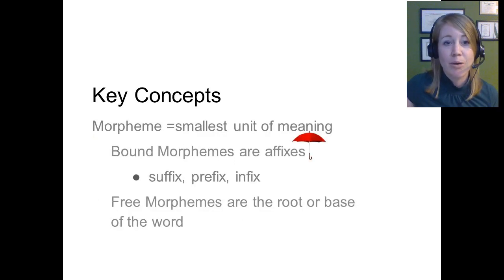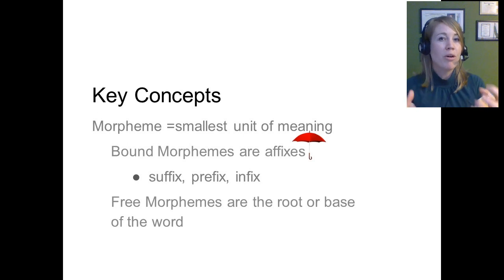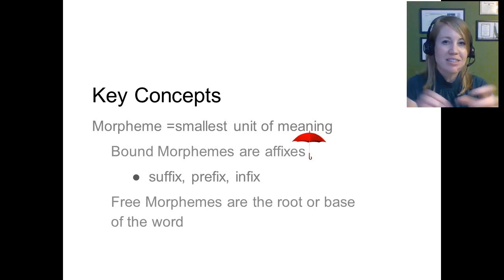Let's go into this a little more. So a morpheme is the smallest unit of meaning, and we know that there's free morphemes and bound morphemes. Bound morphemes are always affixes. They're always the thing we're adding to the word. This could be the suffix or the prefix or the infix, but those are the bound morphemes, okay? Then there's free morphemes, which are the root or base of the word. This is the word or the morpheme that we are adding the suffixes and prefixes to.